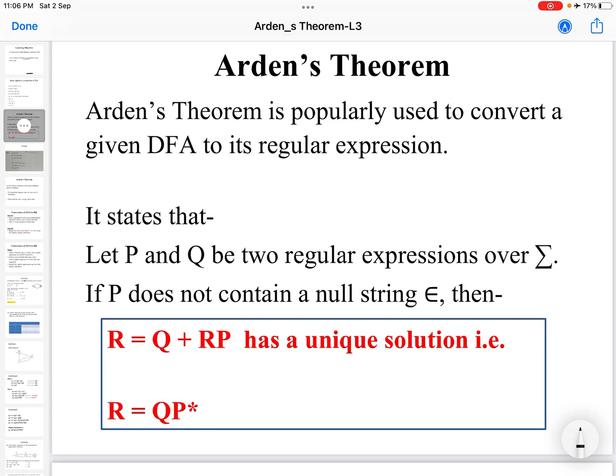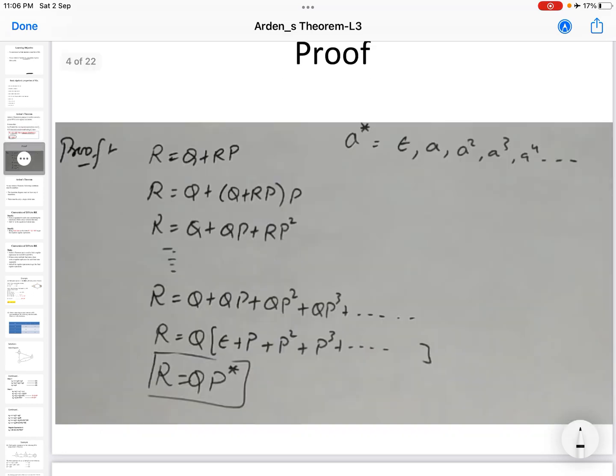Arden's theorem is popularly used to convert a given DFA, a deterministic finite automata, to its regular expression. It states that let P and Q be two regular expressions over an alphabet. If P does not contain a null string, then R is equal to Q plus RP has a unique solution, that is R is equal to QP asterisk.